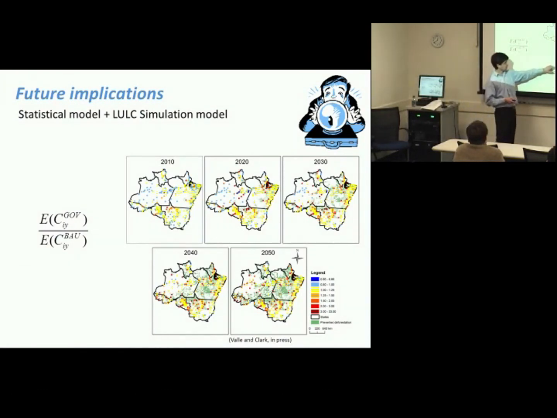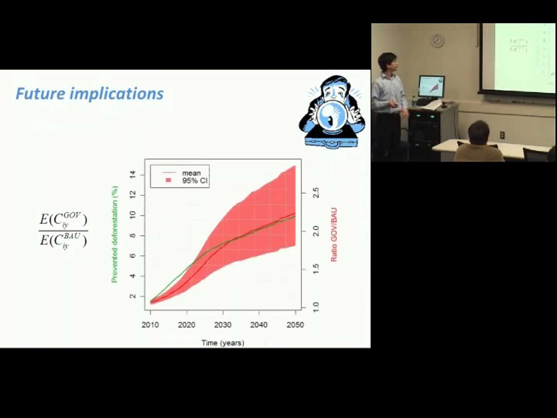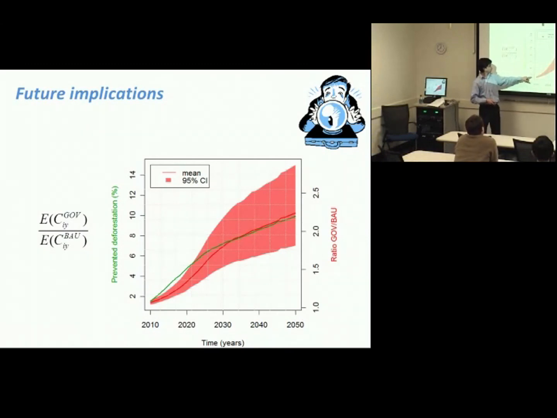And still playing around with this idea, if we summarize information across space, taking an average for each year over all of these counties, we see the following trend. In green, I'm showing the prevented deforestation, and here is time. We are able to prevent approximately 10% of the deforestation by 2050 in the governance scenario versus the business as usual scenario. On the other hand, this ratio of malaria cases under governance versus business as usual also increases, almost like a parallel to this green line, up to 2 point something, so it almost doubles.